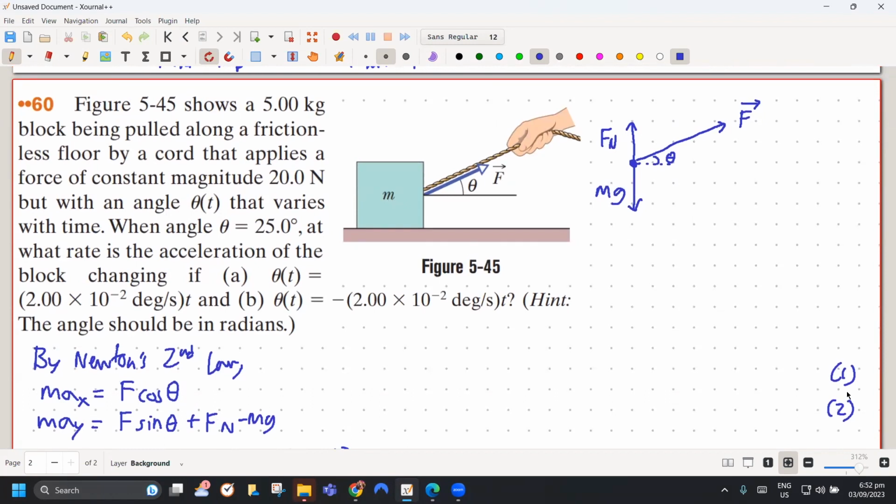Find dA/dt somehow. Okay. Now the dA/dt, but we know that A sub y does not change. It's 0. So we only need dA_x/dt, the derivative of the x component of the acceleration.